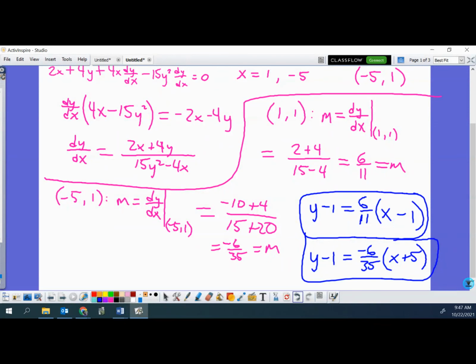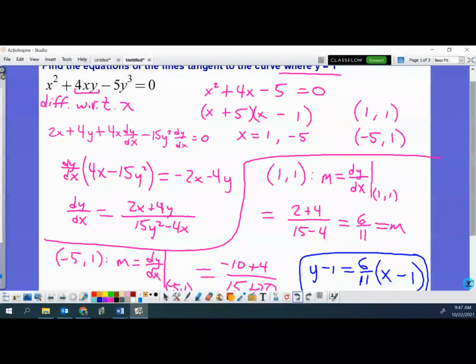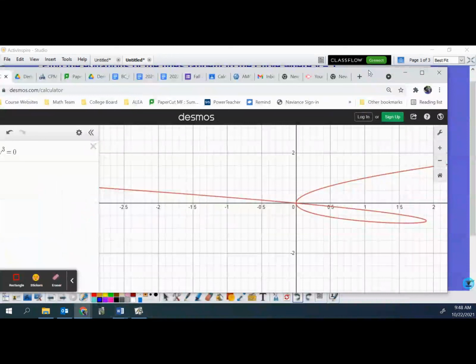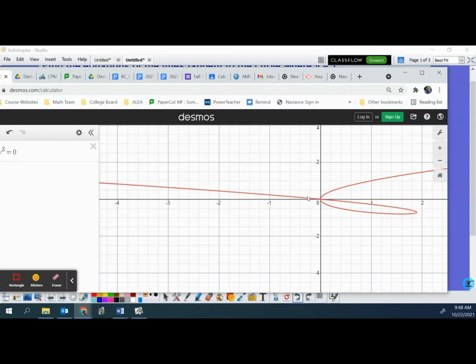Awesome. I'm going to go ahead really quick, and graph that curve and our two tangent lines and see how we did, see how it looks. So you can see the fun of it. I'm going to use Desmos. Desmos is really handy for this. You can just type those equations right in and they work. Yeah, it's kind of a weird looking graph. Let's see. x squared plus 4xy minus 5y cubed equals 0. That's what the graph looks like.